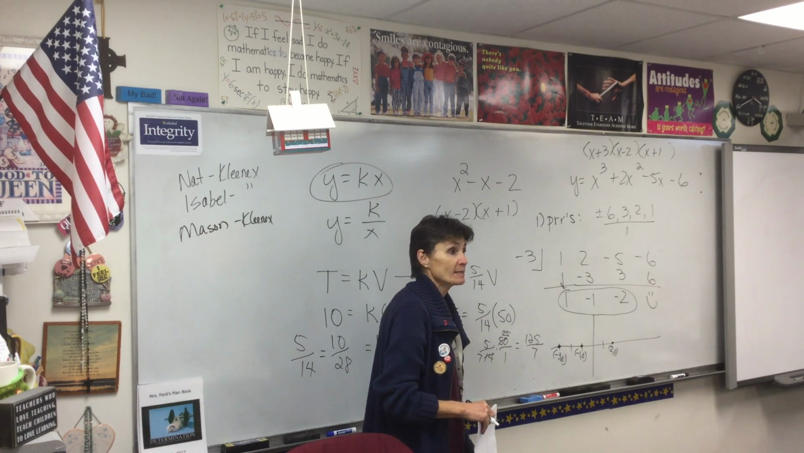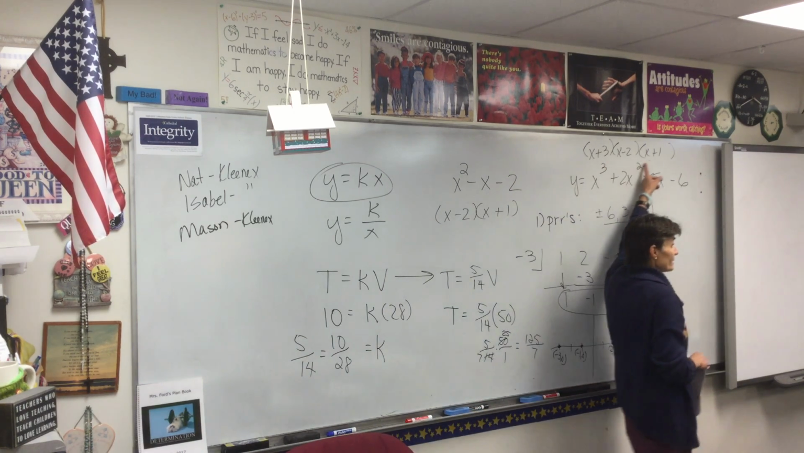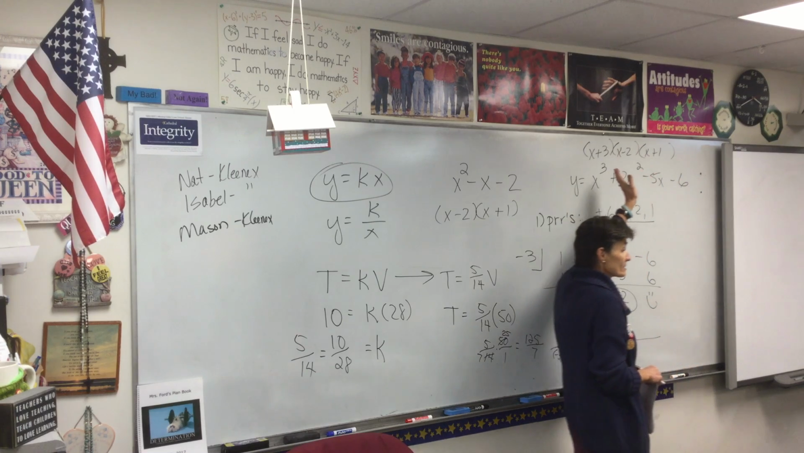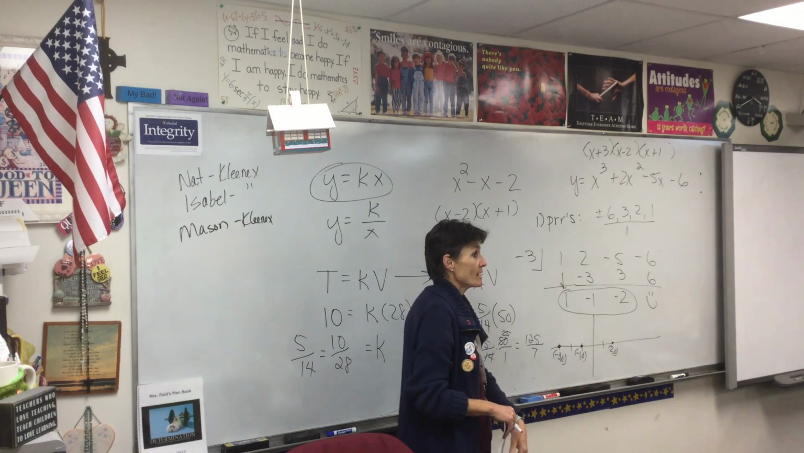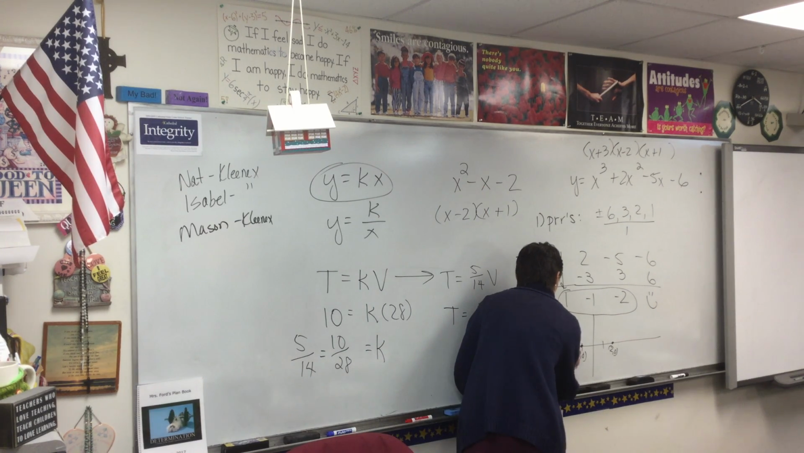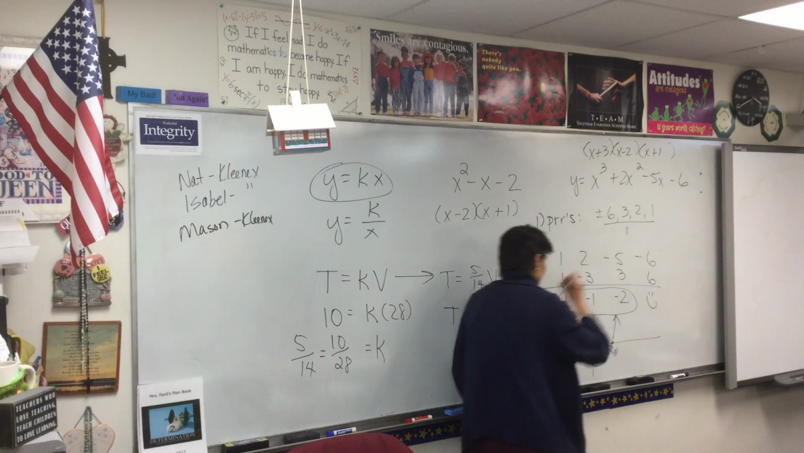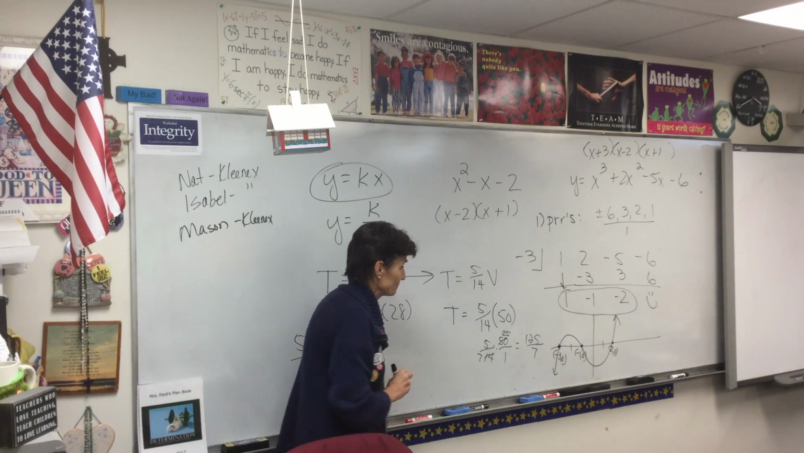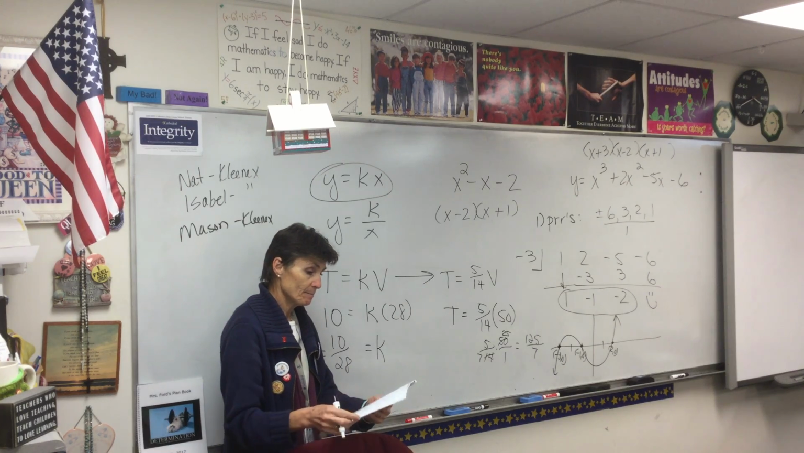Now I'm going to connect the dots. Anything squared? No, so I don't have any bounces. It's a cube, which means it starts down and ends up. So it starts down here, passes through, connects, passes through, connects, passes through. There it is. Easy as can be.